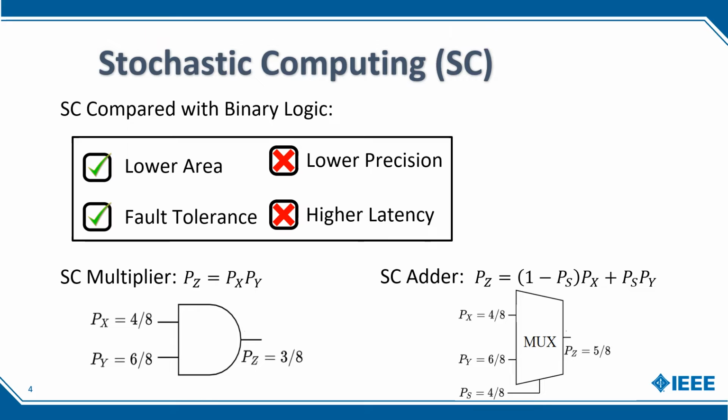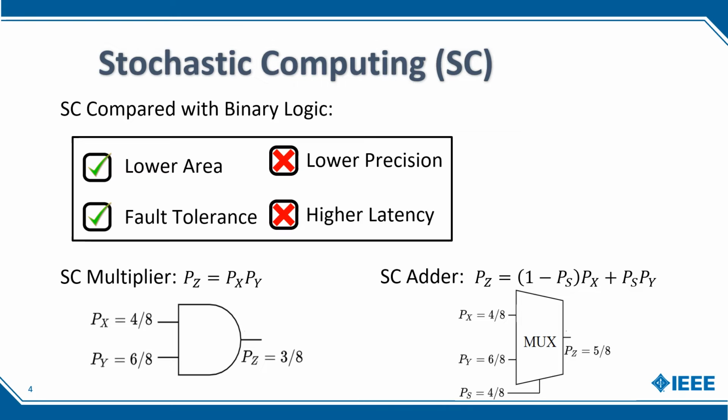Circuits operating using stochastic numbers instead of binary tend to achieve better area and fault tolerance at the cost of lower precision and higher latency. For instance, here we see an AND gate, which multiplies the input probability values when the input bit streams are statistically independent. Compared with an adder-based binary multiplication circuit, the stochastic AND gate multiplier has substantially lower area.